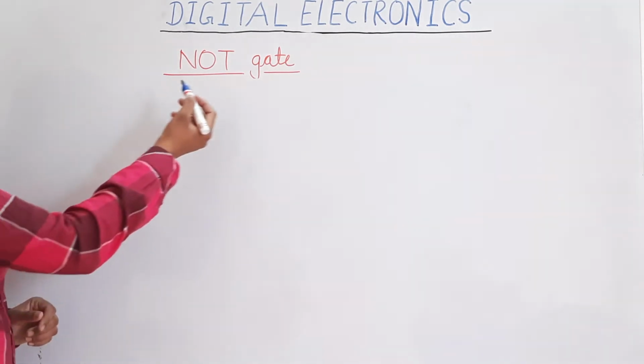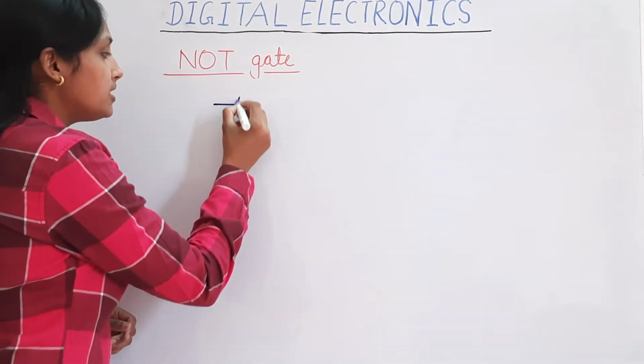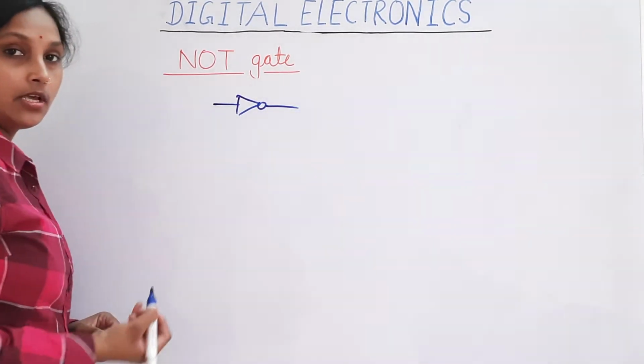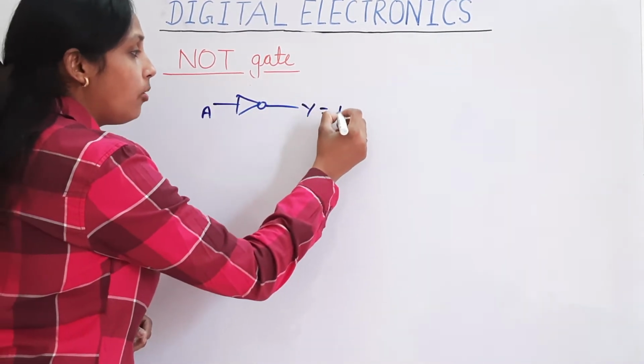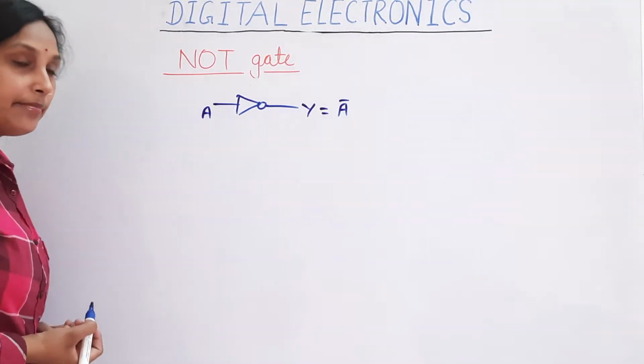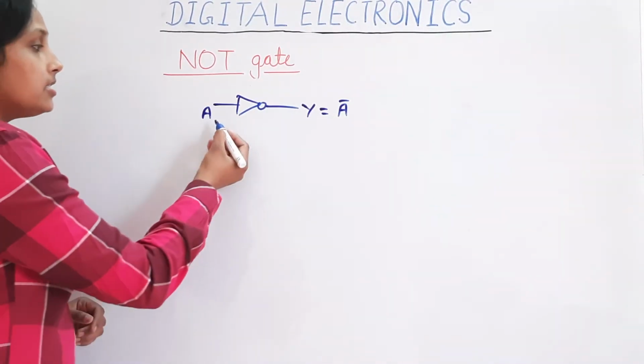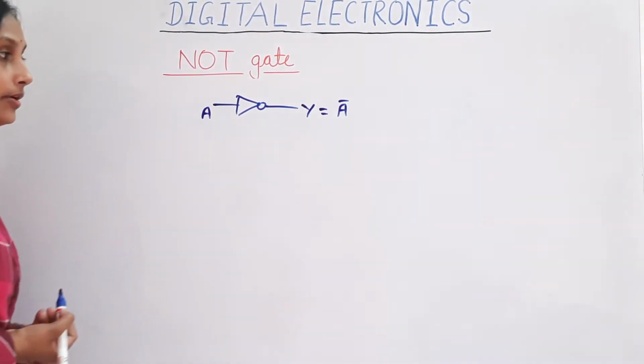So first, the logic symbol. The logic symbol of NOT gate is like this. Here A is the input and Y is the output, then Y will be the complement of A, or A bar, we can say. Okay, this is the logic symbol of NOT gate.